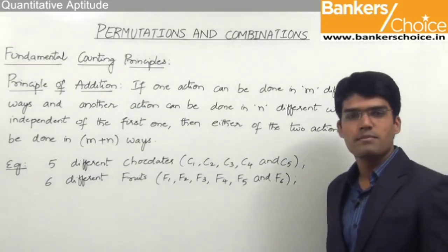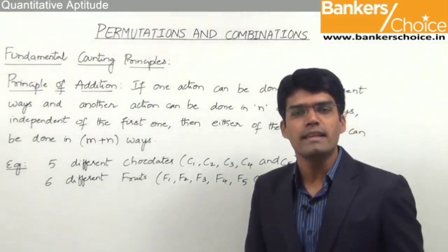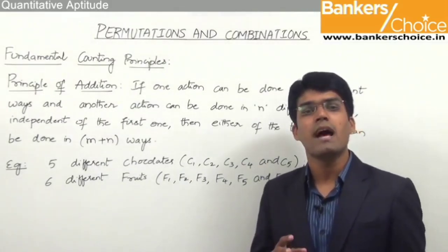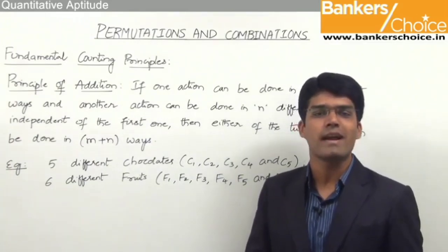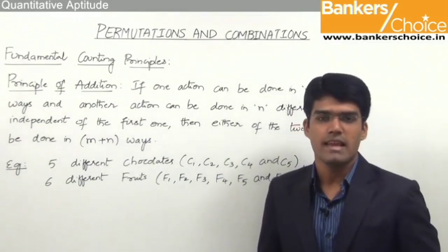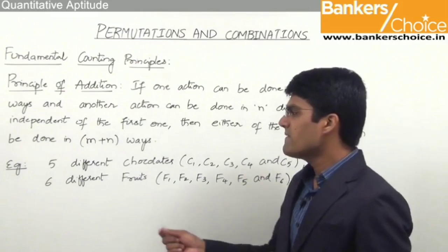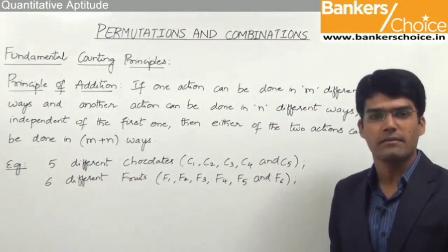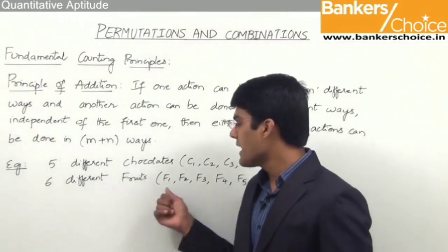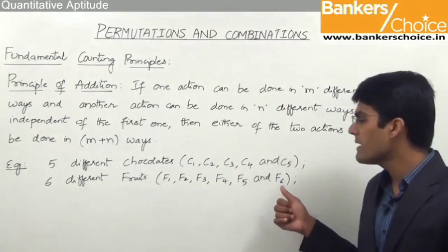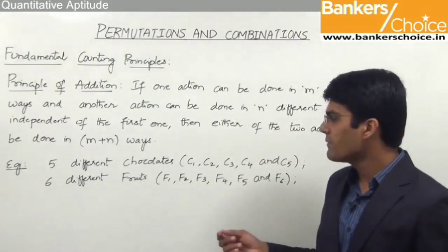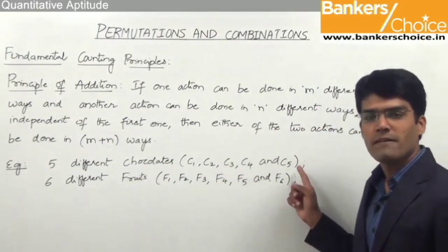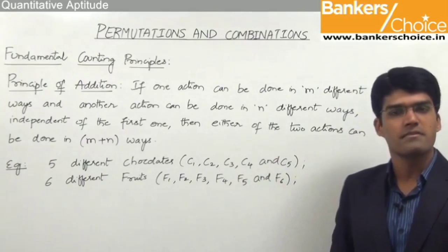So as per this principle of addition, if we can do one thing in m ways and the other thing in n ways independent of the first one, then either of these two actions can be done in m plus n ways. For example, let's say we have 5 different chocolates, C1, C2, C3, C4 and C5, and 6 different fruits, F1, F2, F3, F4, F5 and F6. C1 to C5 are the 5 chocolates and F1 to F6 are the 6 different fruits.